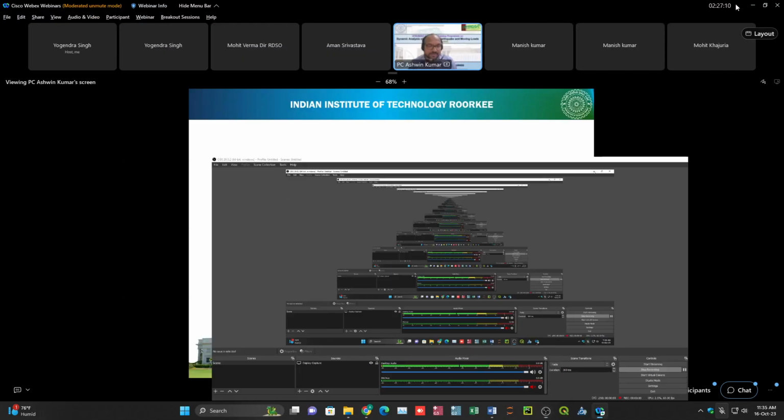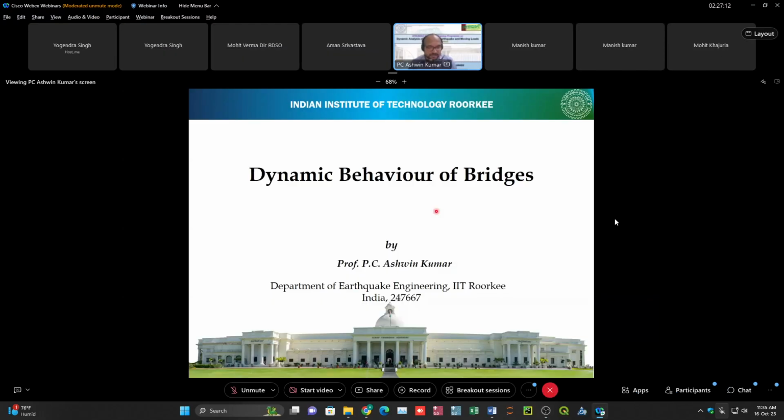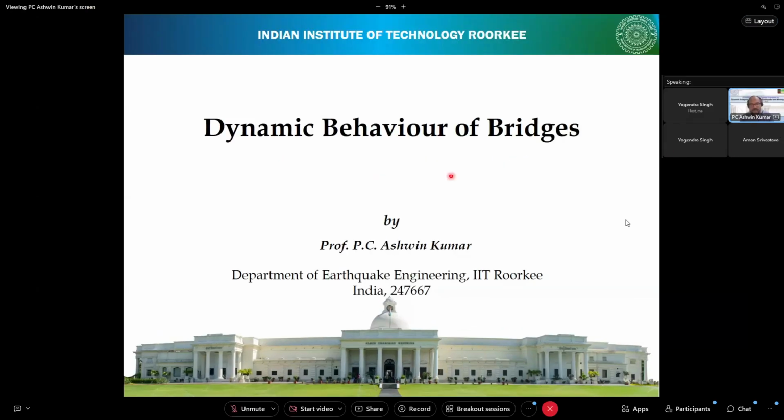Structural dynamics, or the theory of vibration of structures, which currently we are talking about in the context of bridges a little bit more in depth. Whatever Yogendra Singh sir has already shown you in the previous lecture will be supported and added on by the details that we are going to discuss here.